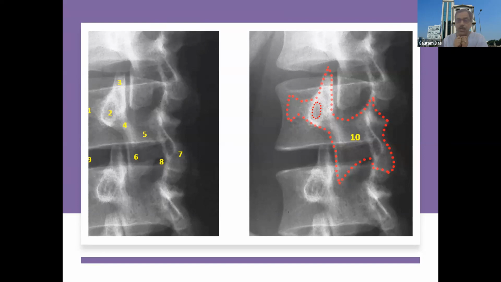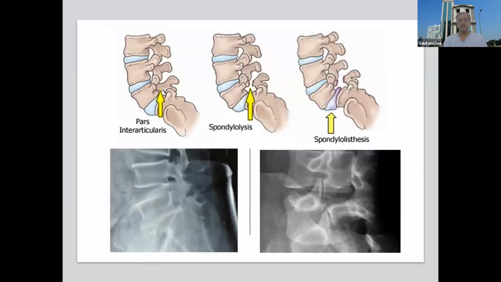So now spondylolisthesis, how does it happen? There are two possibilities. One possibility: if the facet joint is grossly degenerated, the capsules are lax, it cannot hold. And the second possibility is if the pars interarticularis is broken, if there is a fracture, then also there are chances of spondylolisthesis. So spondylolisthesis can be congenital, or it can be because of degeneration of the facet joint, or because of fracture of the pars interarticularis. Right? Okay.